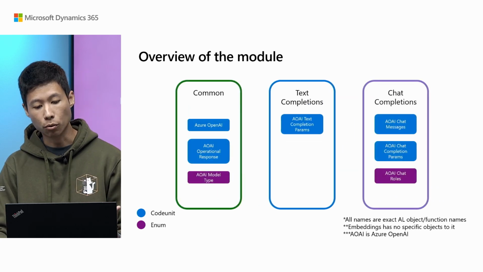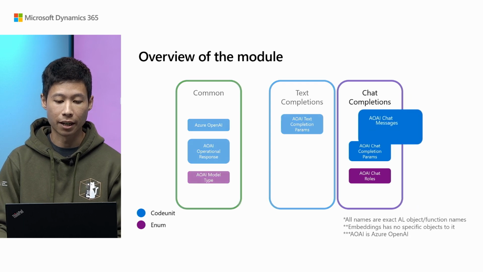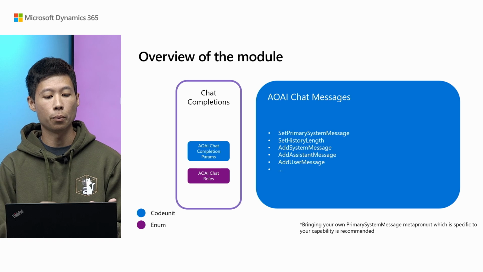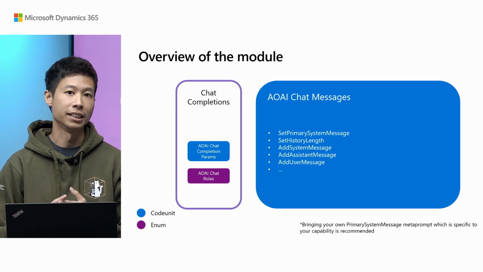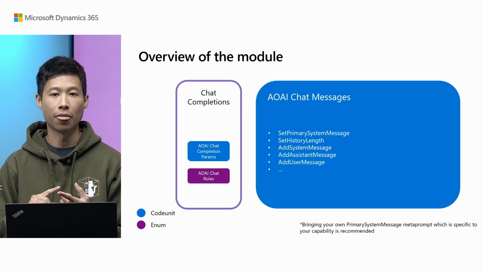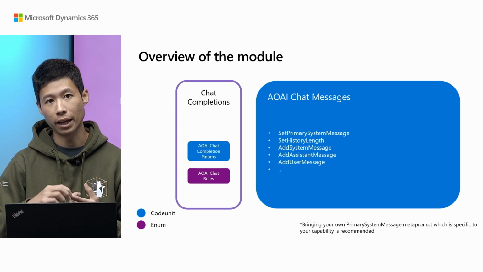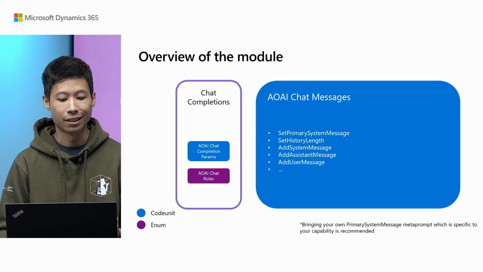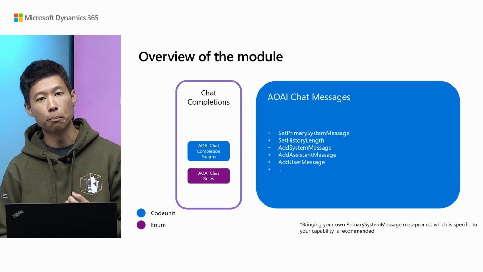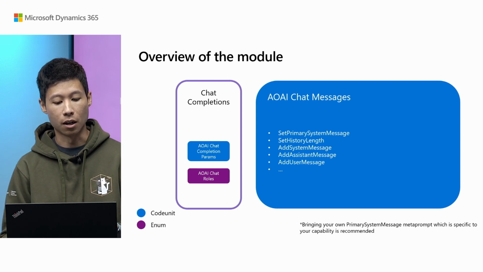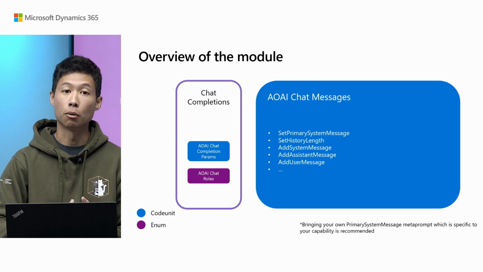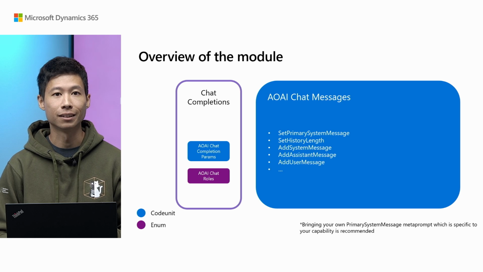And we then go towards the chat completions. Now there's the chat messages object. The first one is the set primary system message. This is important to note, as this is where you would want to set your meta prompt. We recommend that you bring your own meta prompt, which is specific to your capability. I'll talk a little more about that in a little bit.